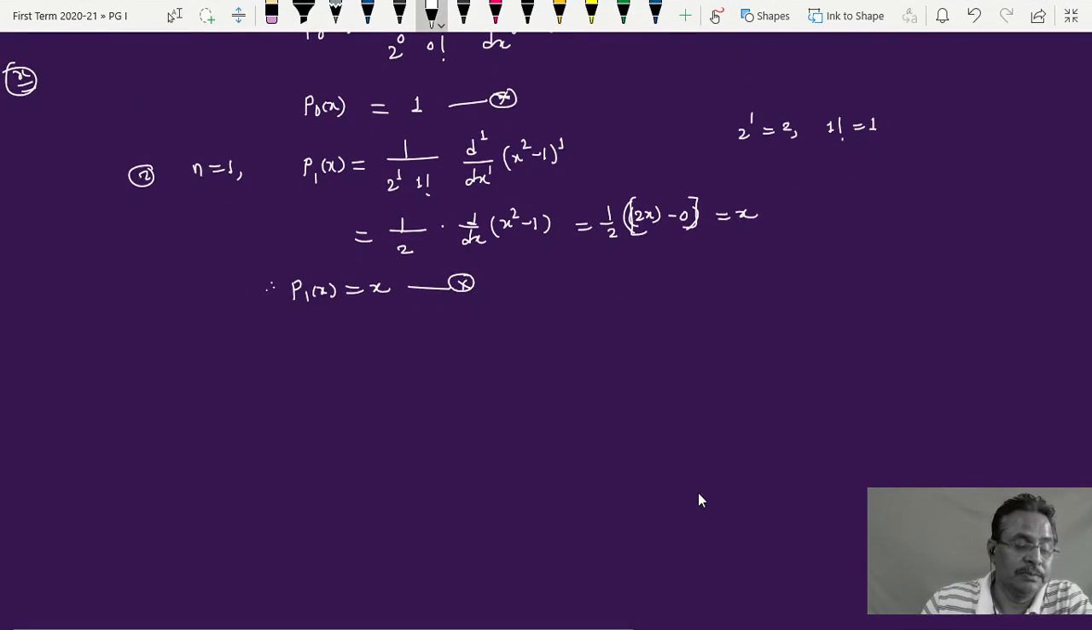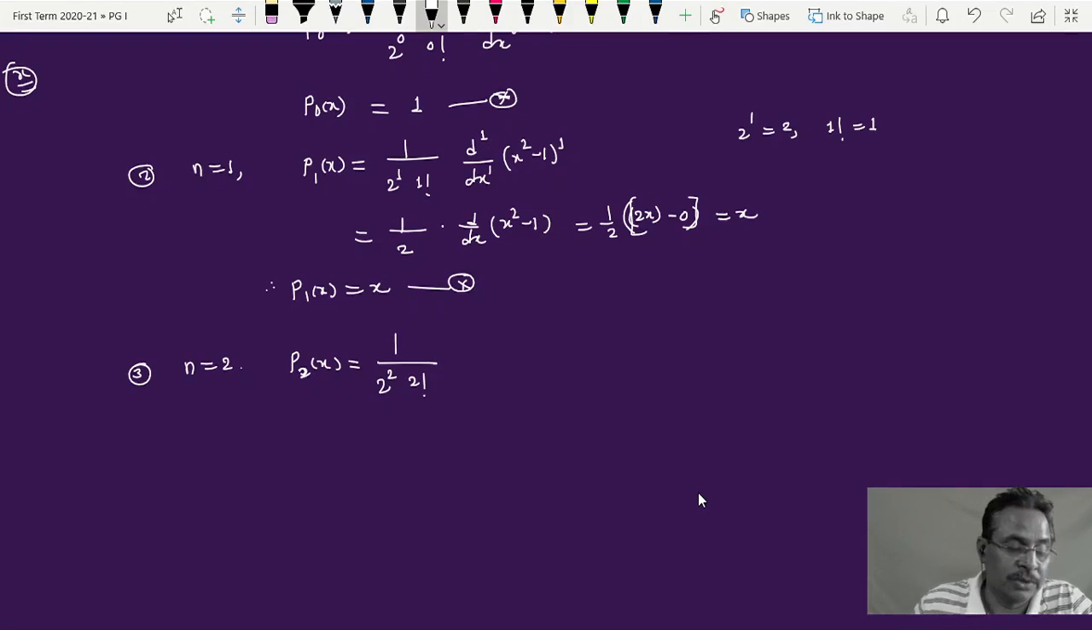And the third one, put n is equal to 2. This much is enough, I think, not needed to go further. So the Rodriguez formula gives me P2 of x is equal to 1 upon 2 raised to 2 into 2 factorial. Now this is 1 upon 2 raised to n into n factorial, and this time it is d square upon dx square into x square minus 1 raised to 2, because n is equal to 2.